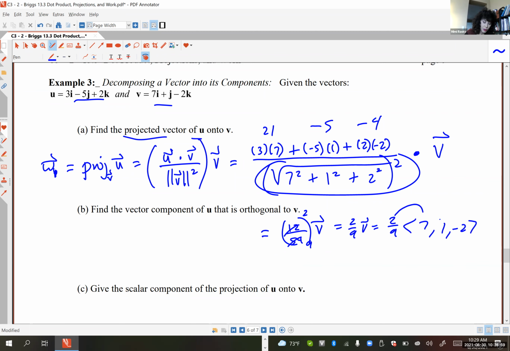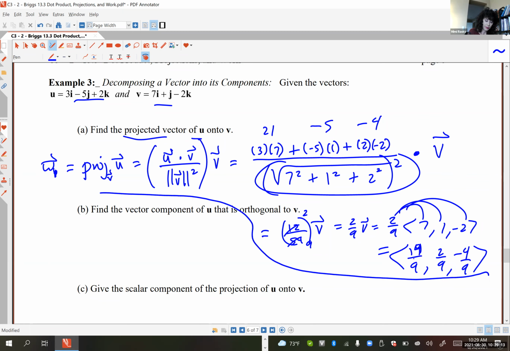And then please distribute your scalar to finish it up. So I get 14/9, 2/9, -4/9. That is the projection of the vector u onto the vector v. Okay, and we're done with letter A. That's the answer to letter A. That's the projection. It's a vector.